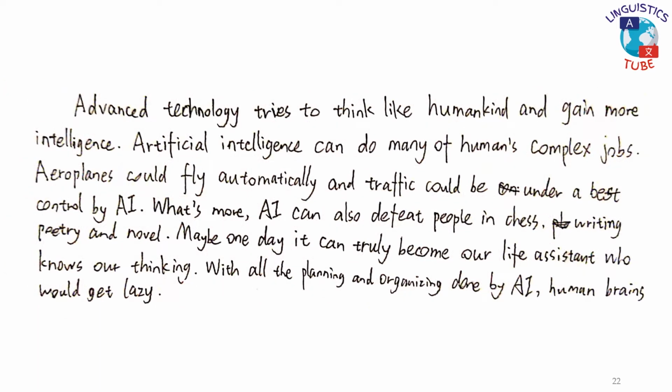Advanced technology tries to think like humankind and gain more intelligence. Artificial intelligence can do many of humans' complex jobs. Aeroplanes could fly automatically, and traffic could be under a best controlled by AI. What's more, AI can also defeat people in chess, writing poetry, and novel. Maybe one day it can truly become our life assistant who knows our thinking. With all the planning and organizing done by AI, human brains would get lazy.